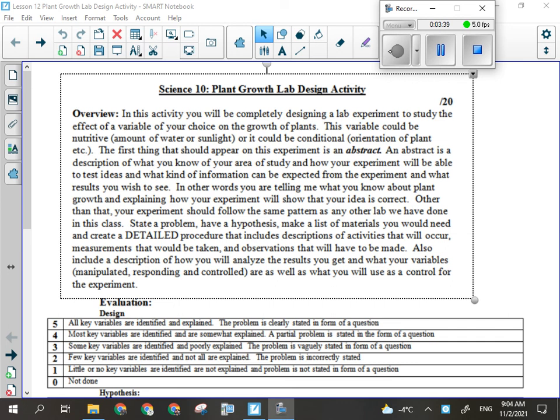What's your manipulated variable? Well, it's the factor you're testing, so talk about it. How are you manipulating it and why? Okay? What's your responding variable? What is everybody's responding variable here? Plant growth. Okay, now, hold on.